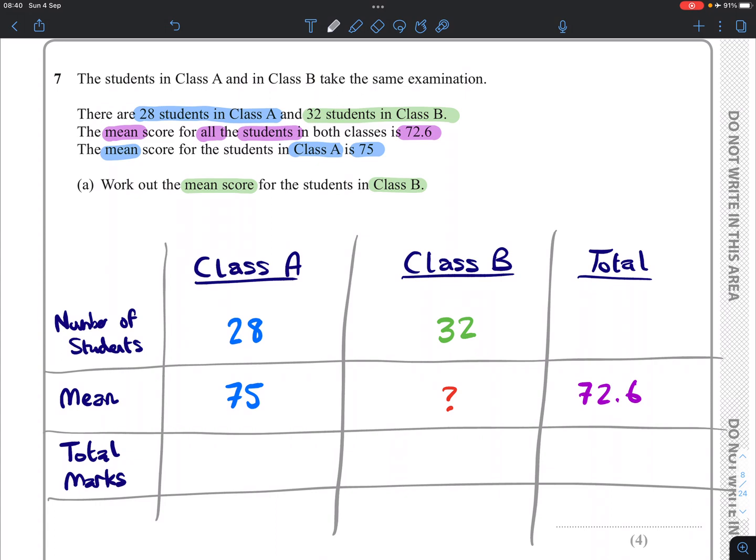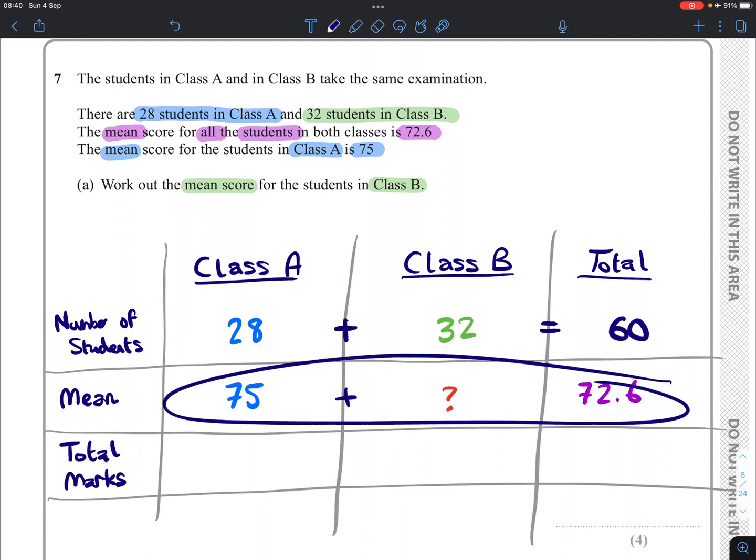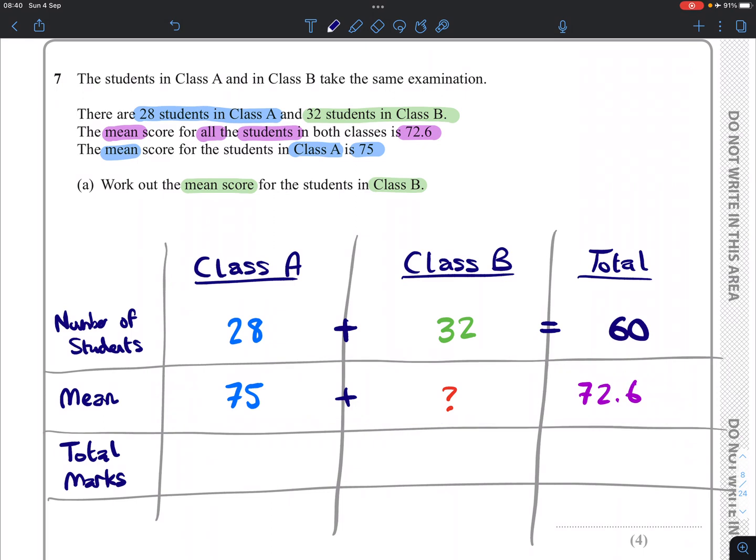So when you look at this, one thing to note is that when you've got the amount of students in each of your groups, if we add them together, you can get a grand total number of students. So in this case, if we add together 28 and 32, we're going to get 60 students in total. We cannot just add together means because of the nature of what the mean represents. It's a compound measure, and it's not as simple as just adding it together. Also, it wouldn't make any sense because this would have to be minus 2.4 in order to add to 75 to make 72.6. So hopefully that makes it very obvious that it does not work that way.